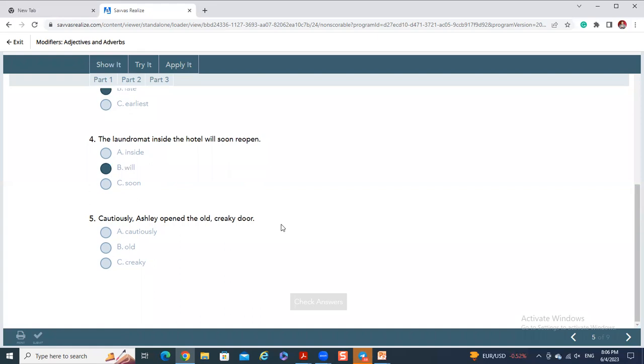Engineer Taha, number five. Cautiously, Ashley opened the old creaky door. Cautiously modifies opened. Creaky is an adjective, not an adverb. It modifies door. Old also is an adjective modifying door. All the creaky, we call them coordinate adjectives. Coordinate adjectives. Thank you.